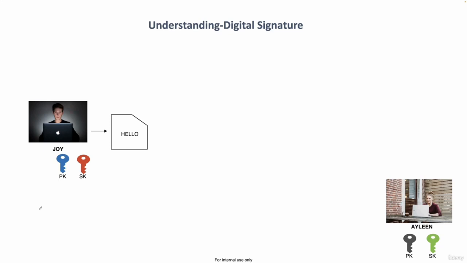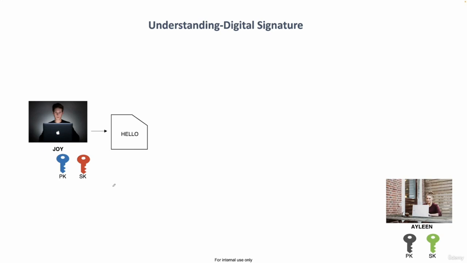Now just think about it, that Joy has to send a legal document and digitally sign, and Aileen is her solicitor. So here we are talking about a digital document, or an important legal document that has to be digitally signed and sent over to the solicitor. So let's see how it goes, right?